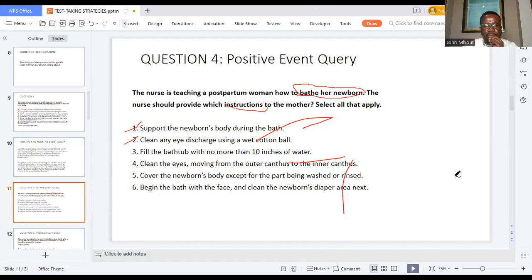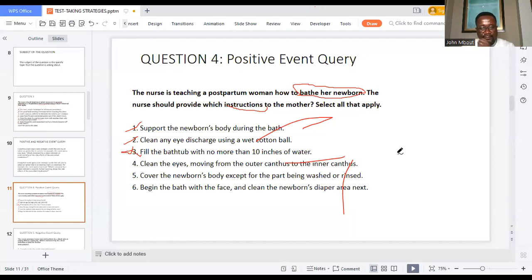Fill the bathtub with more than 10 inches of water. No, this is wrong. Clean the eyes moving from the outer contours to the inner contour. Seriously, do you clean like this or like this?